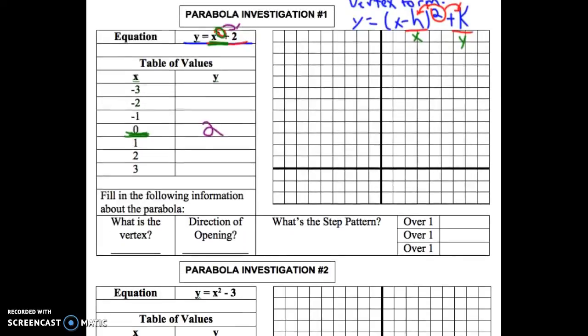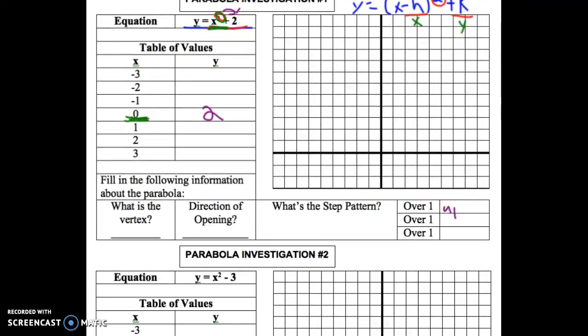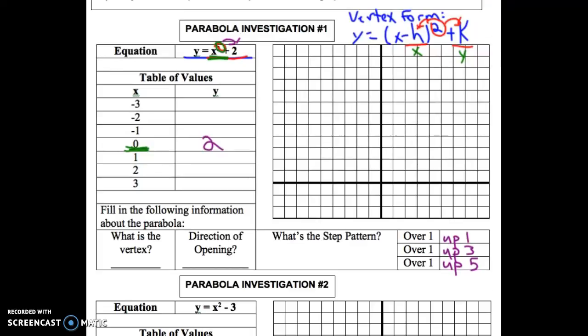Because then if you remember the step pattern, over 1, up 1, over 1, up 3, over 1, up 5, you can plot any parabola based off of its vertex. So I want to work backwards like that. And I'll do that more in the investigation number 2. But that's the goal, hopefully, by the end of this, because it's much easier just to work with the vertex. Let's go ahead and plot the rest of these points. I'm going to plot 0, 2 for the vertex right now, right there. And then let's try negative 1.